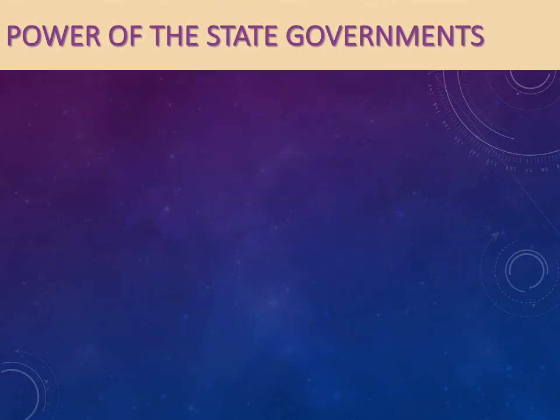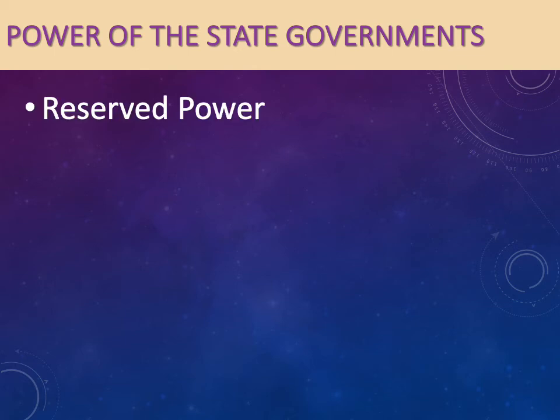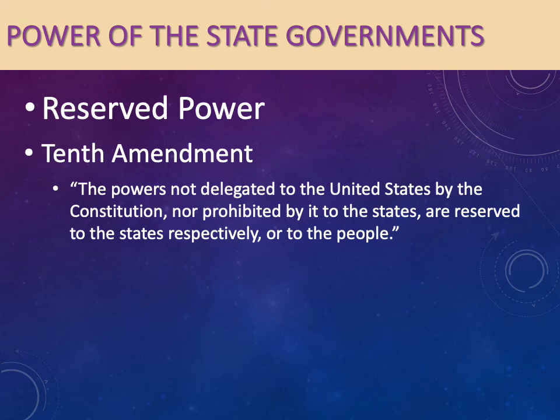All right, so what about the powers that the state governments get? Well, the powers of the state are known as reserved power. Why is it called reserved power? Well, it is called reserved power because of the 10th Amendment. And that's the text of the short 10th Amendment. It says the powers not delegated to the United States by the Constitution nor prohibited by it to the states are reserved to the states respectively or to the people.